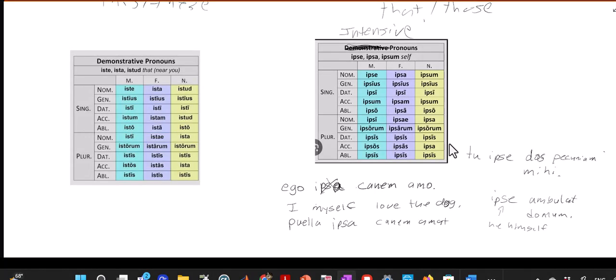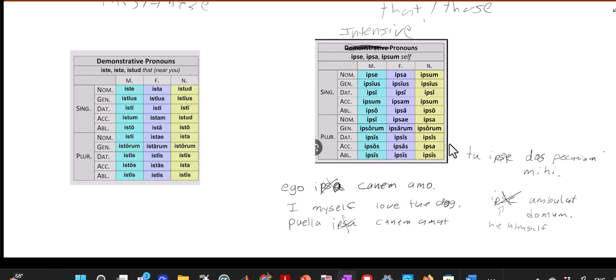Ego canum amo, I love the dog. Cruella canum amat, the girl loves the dog. Tu pecuniam mihi das, you give me money. Ambulat domum, he walks home. Okay, all of those work fine. The intensifying pronoun just intensifies. So what is that different from?